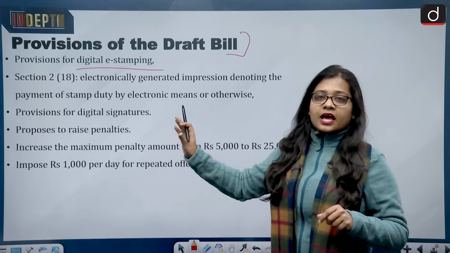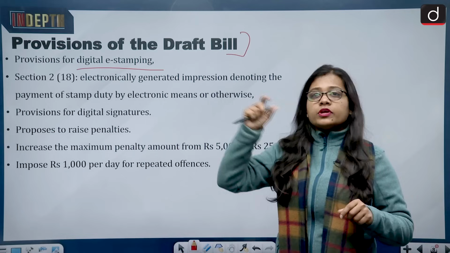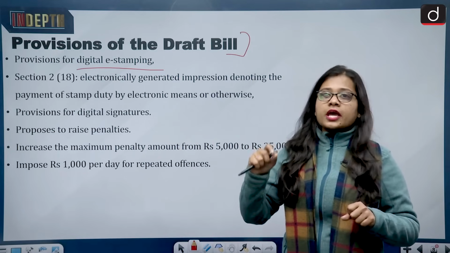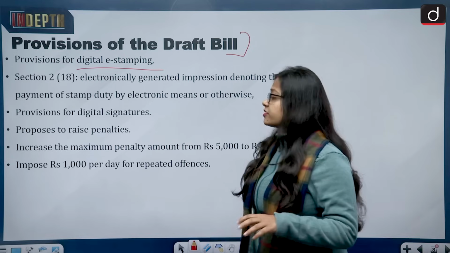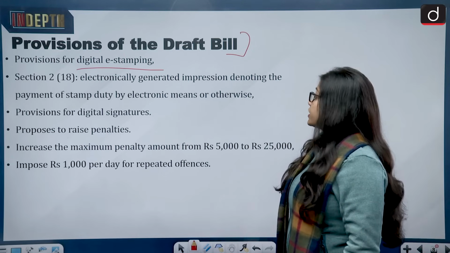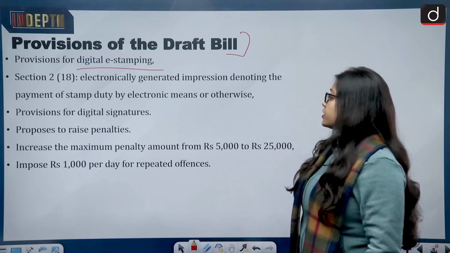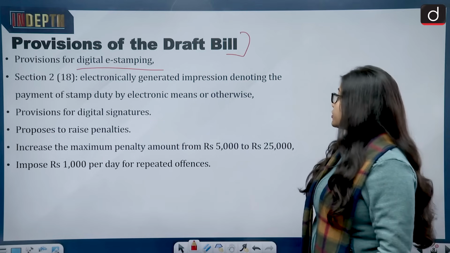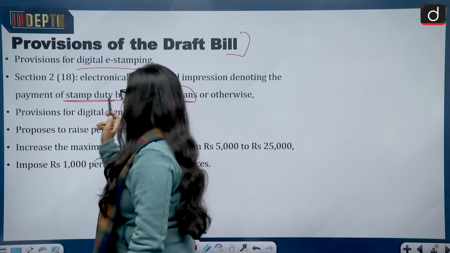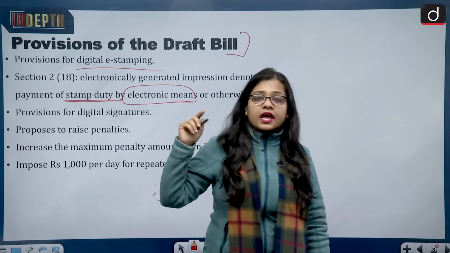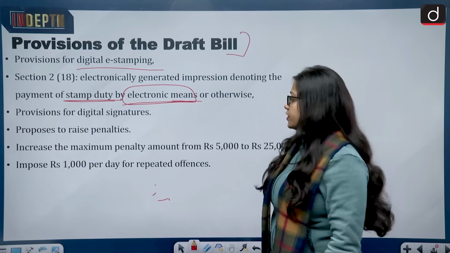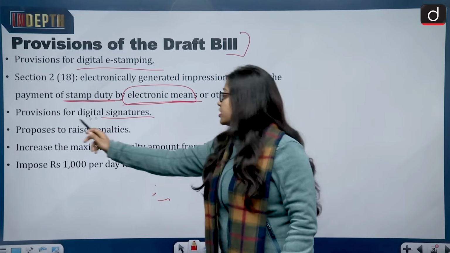So the bill has the digital aspect and it will introduce the new digital era into the Stamp Act. Section 2 clause 18 talks about an electronically generated impression denoting the payment of stamp duty by electronic means or otherwise. So the payment of stamp duty, if the bill becomes the act, can be done through electronic means also. Then provisions for digital signatures.